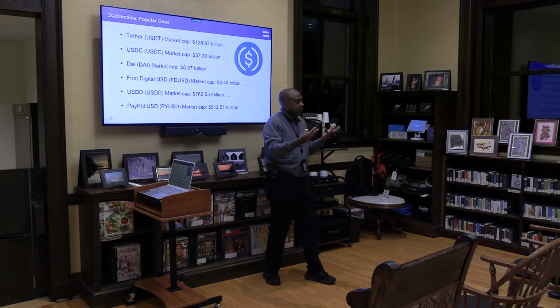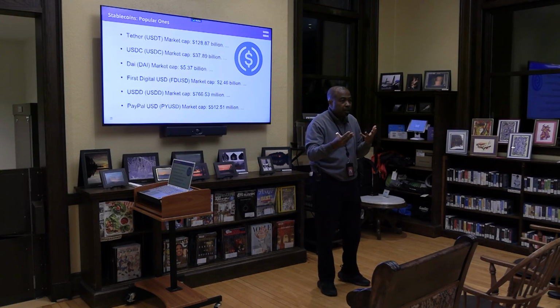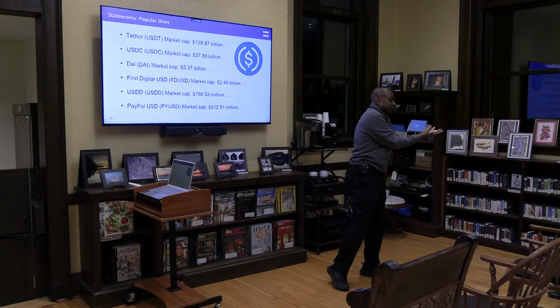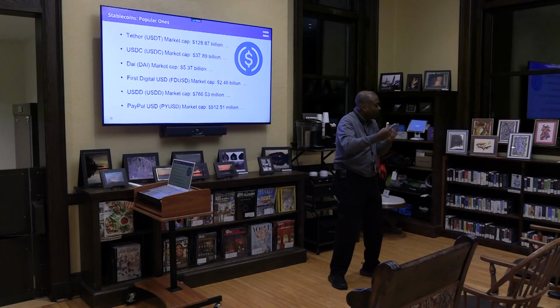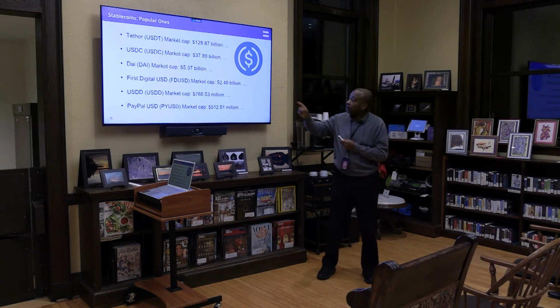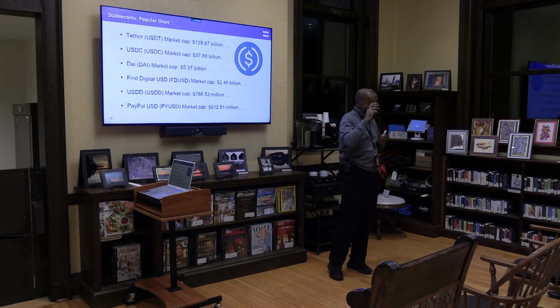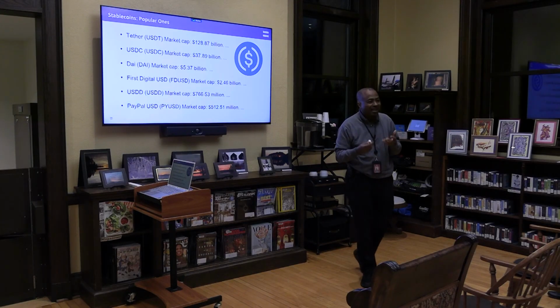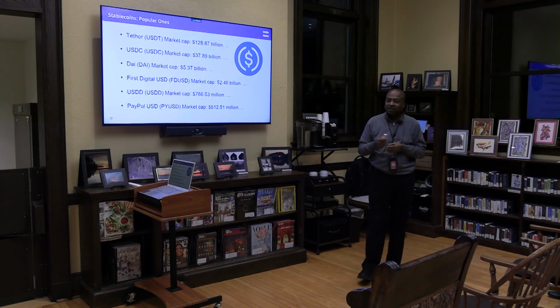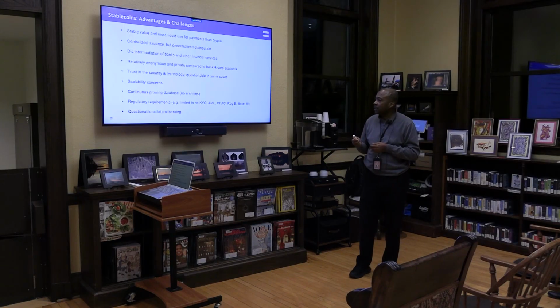And there are times, if there's volatility in the financial system, they may need to go in and buy more US treasury to keep that 1-for-1, right? Now, that creates a channel through which they're influenced by policy changes, right? So they're not as decentralized as they would like to think that they are, right? So that's one of the weaknesses that we see in that.